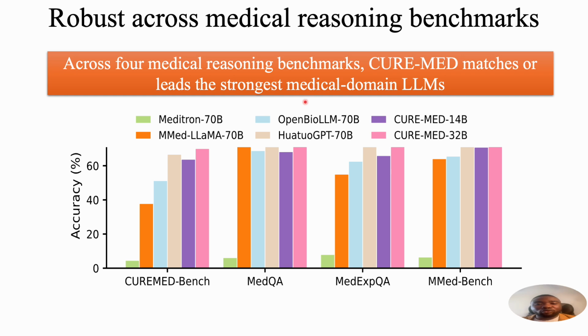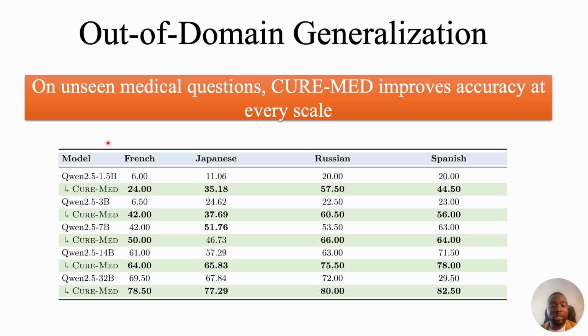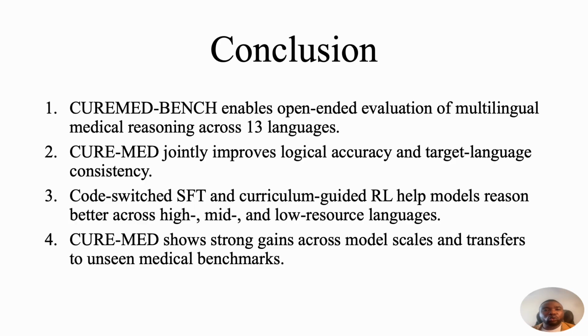We also checked the performance on other datasets, that's MedQA and MedSQA, and we see that CureMed works better than all the other models. Also, in out-of-domain generalization, CureMed beats baseline models as well. In conclusion, we propose CureMed, a training framework which helps to improve logical accuracy and language consistency across 13 languages. We also introduce a benchmark dataset across 13 different languages.